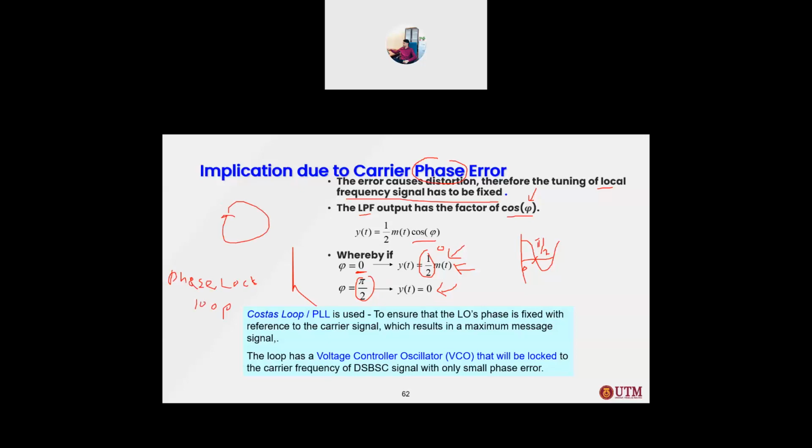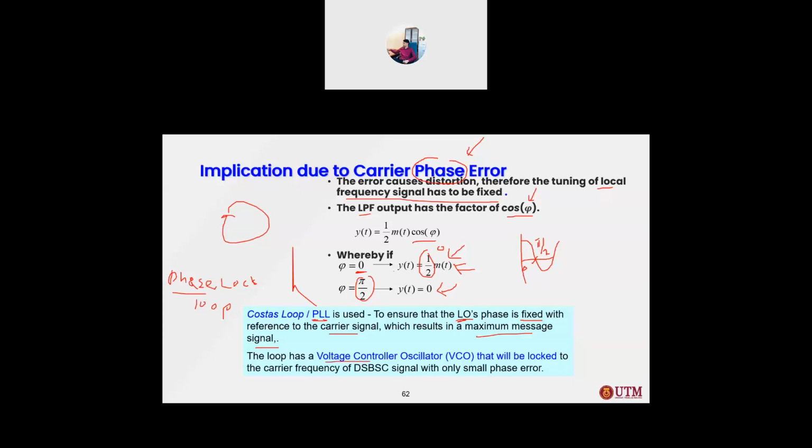So a Costas loop or phase lock loop is used. Now we're going to fix the phase, that's why this is a phase lock loop. The phase lock loop ensures that the LO, the local oscillator, is fixed. We fix the error with reference to the carrier signal, which results in a maximum message signal. So we use the phase lock loop to fix the phase error, and in the end we get a maximum message signal.